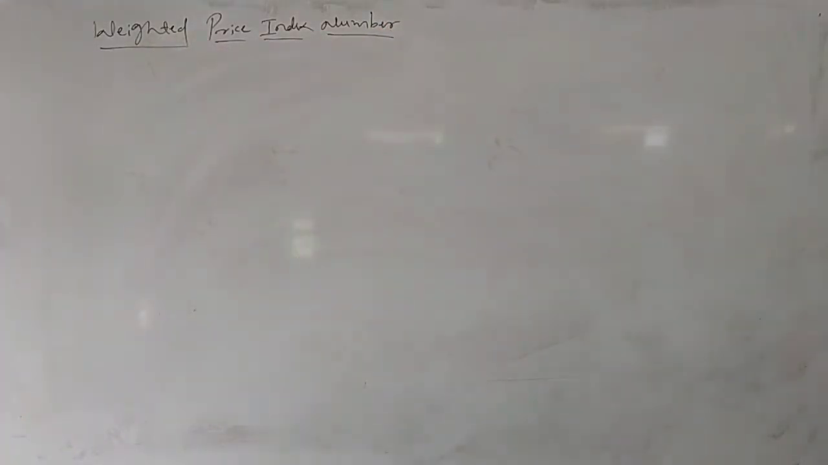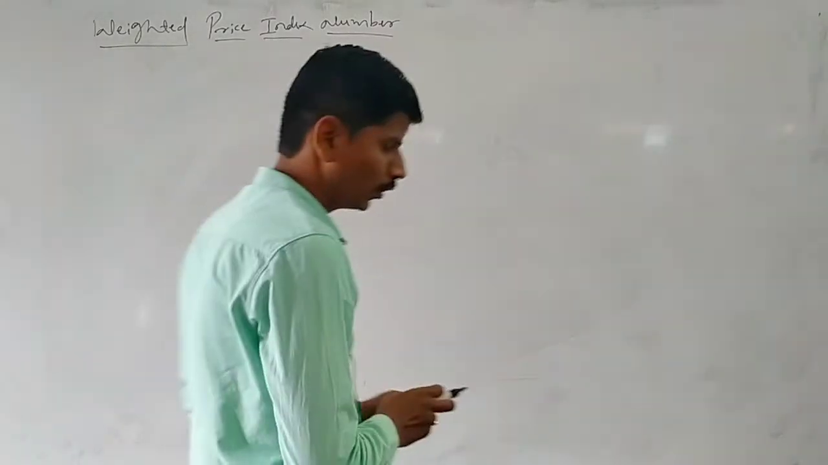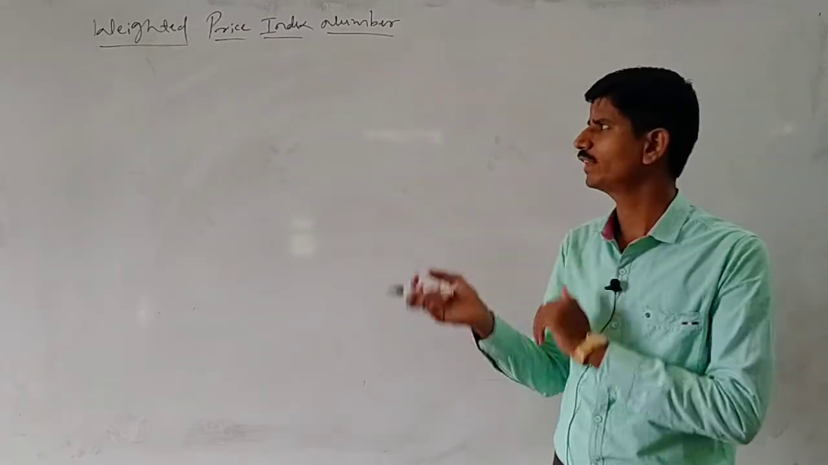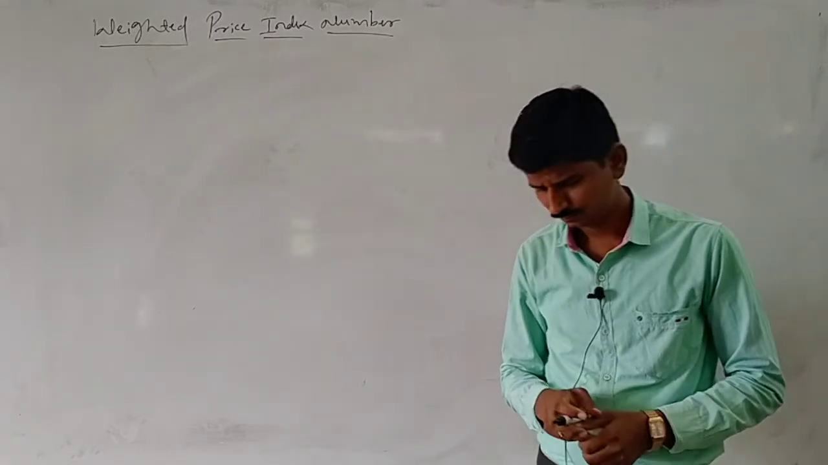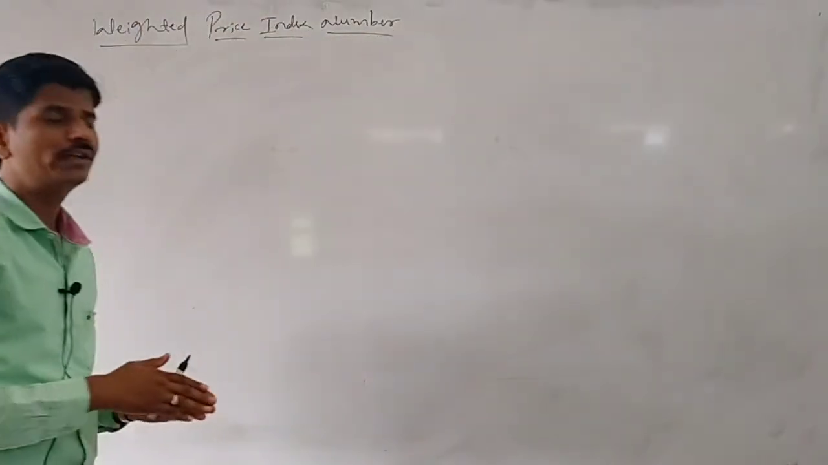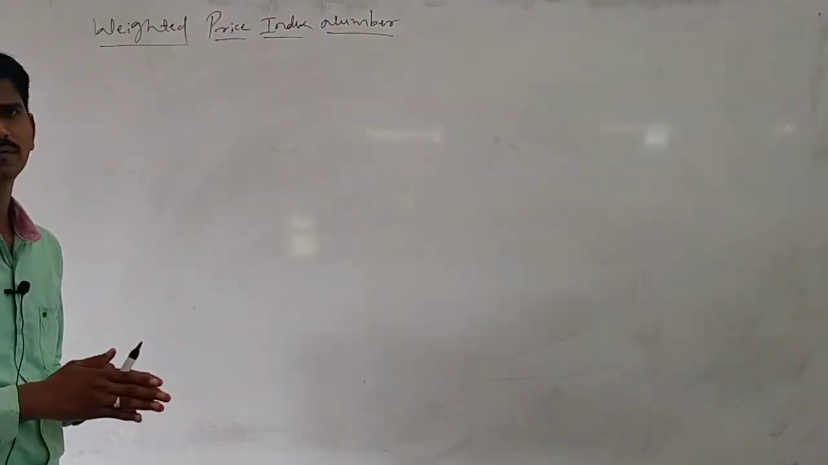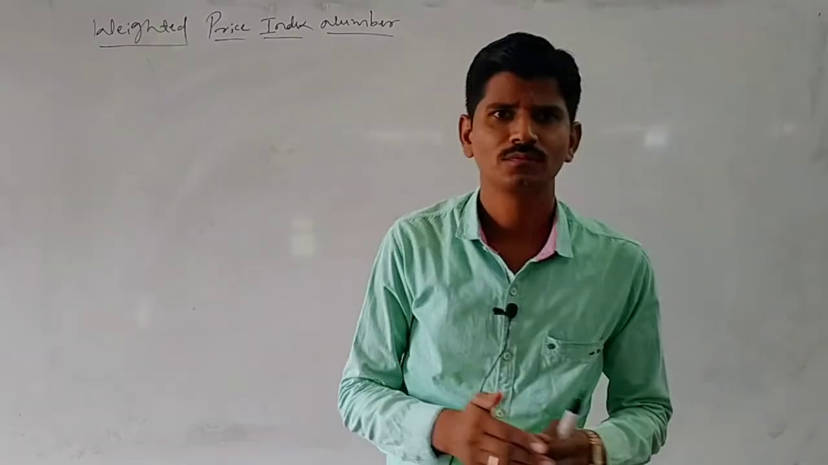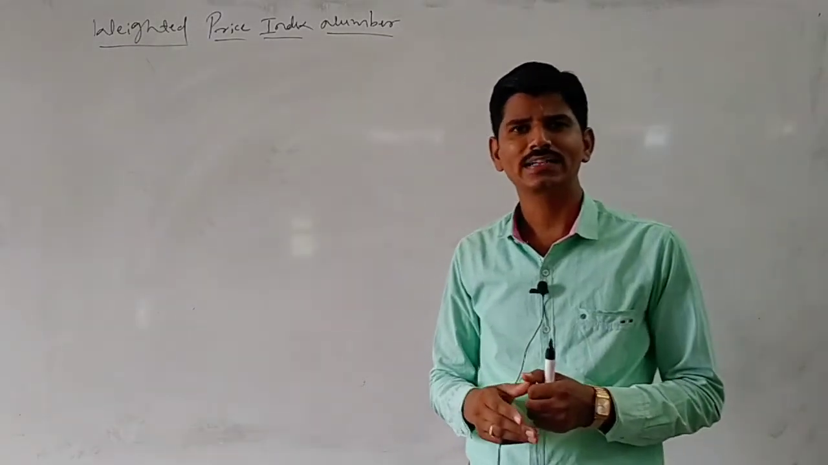Here, there are totally two methods of index number. One is the unweighted index number, and the second one is the weighted index number. What is an unweighted index number? When weights are not assigned to the various items, it is called an unweighted index number.